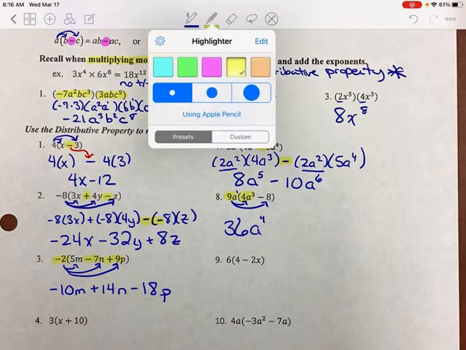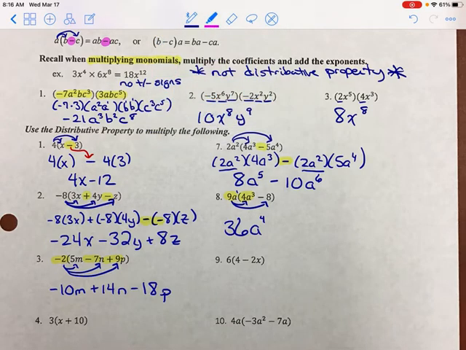Then I do the same thing again. Let me switch colors, but now I'm multiplying the 9a to the negative 8. So 9 times negative 8 is negative 72. And I only have one a. I don't have any other a's, so that one just comes down. All right, these are not similar, so I stop here.